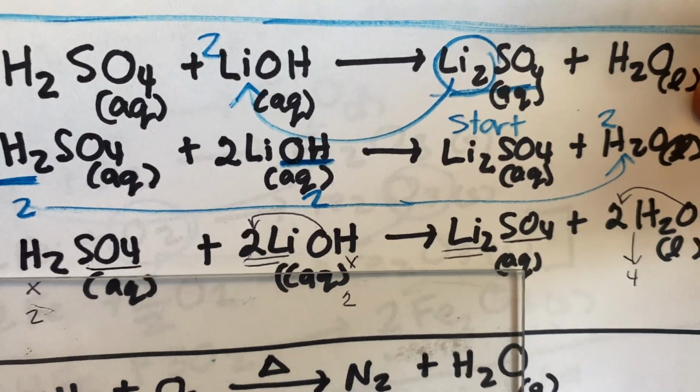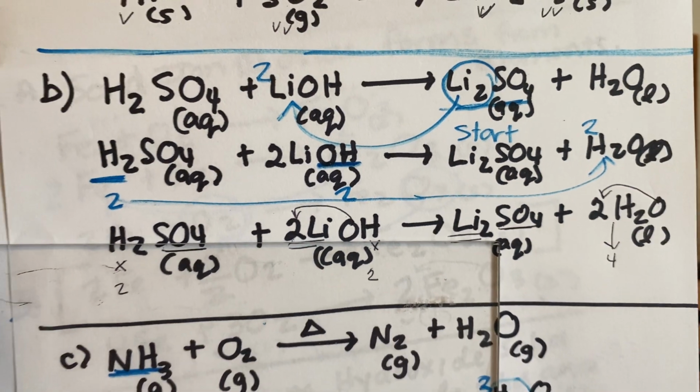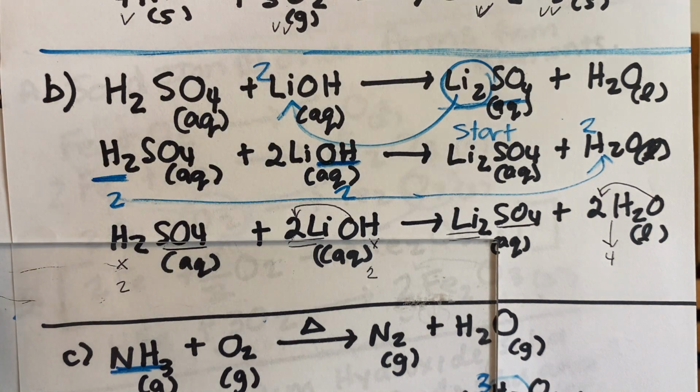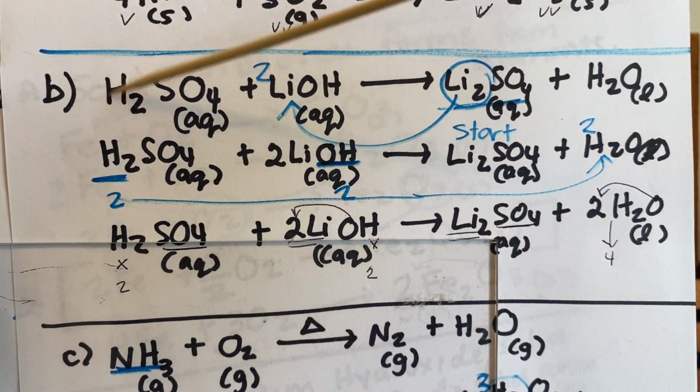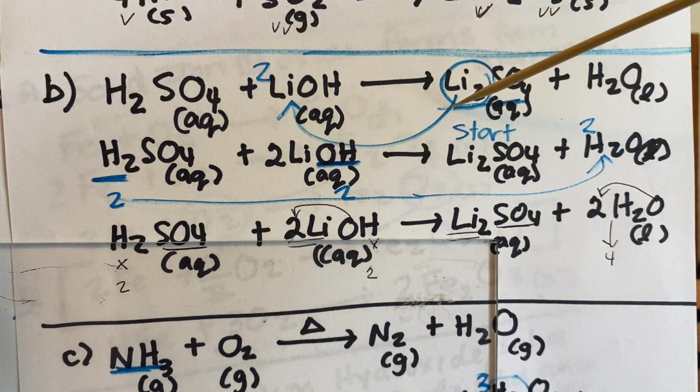Find out they are not really that hard. Let me back up here so you can see the whole equation. There we go. Okay, so now we have hydrogen sulfate and lithium hydroxide, and they combine to form lithium sulfate and water.